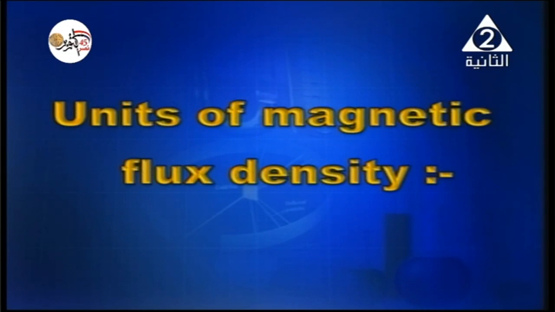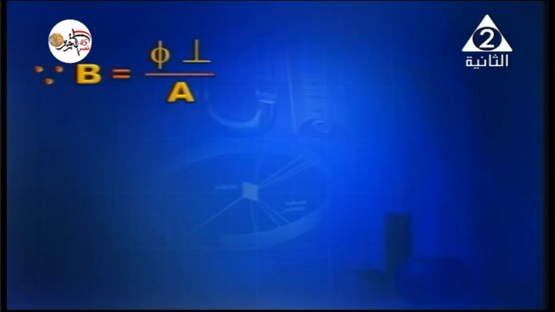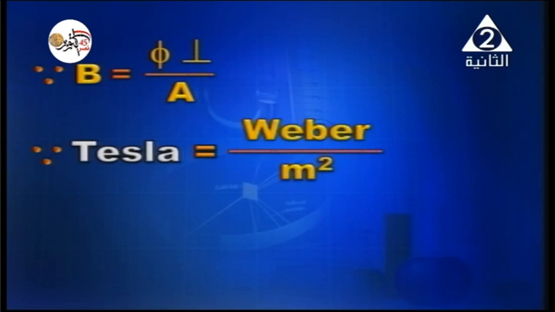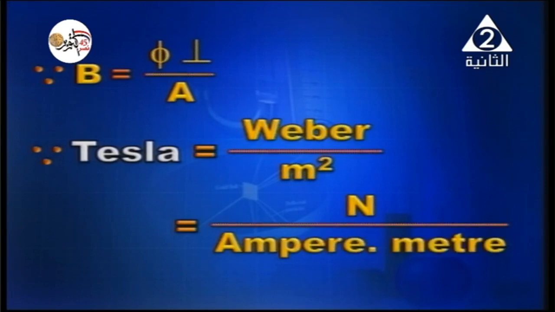Units of magnetic flux density. Flux density equals phi over A. So Tesla is the unit of magnetic flux density, and it is equal to Weber over meter squared. Also, later on you will learn that Tesla is equivalent to Newton per ampere meter, Newton over ampere times meter.